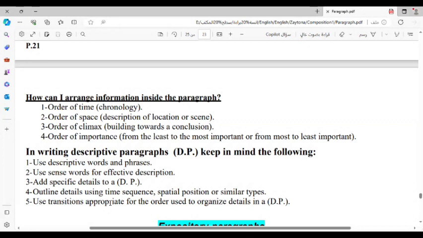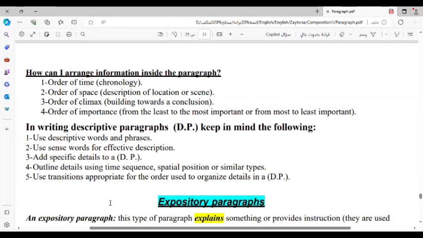Okay, is that clear? Do you have any questions concerning the descriptive paragraph?